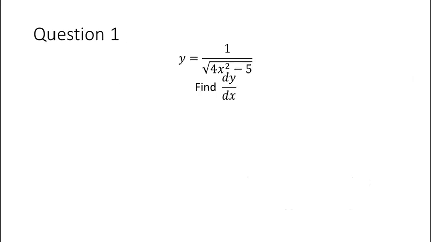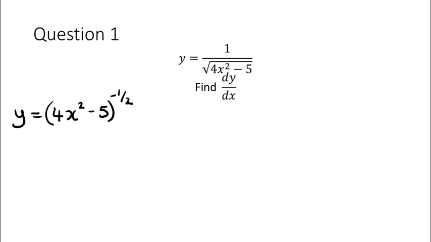So before we start to try and differentiate this, I want to rewrite it. I'm going to use the fact that if I'm square rooting something, I'm taking it to the power of a half, and because it's 1 over that, I can use a negative power to rewrite this. So this will become 4x squared minus 5 to the power of negative a half.